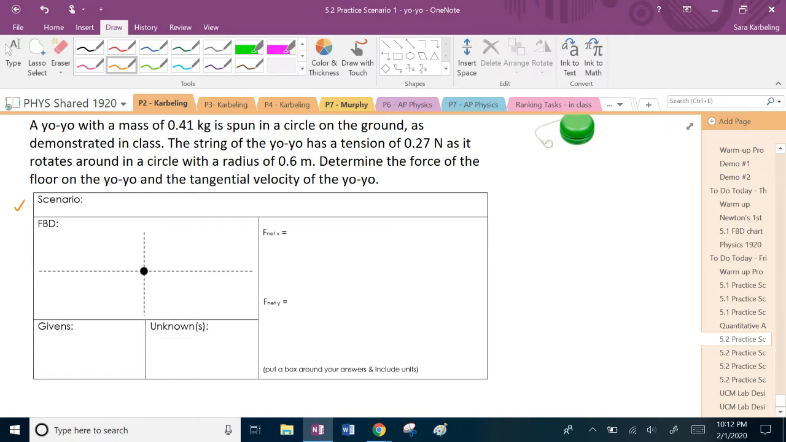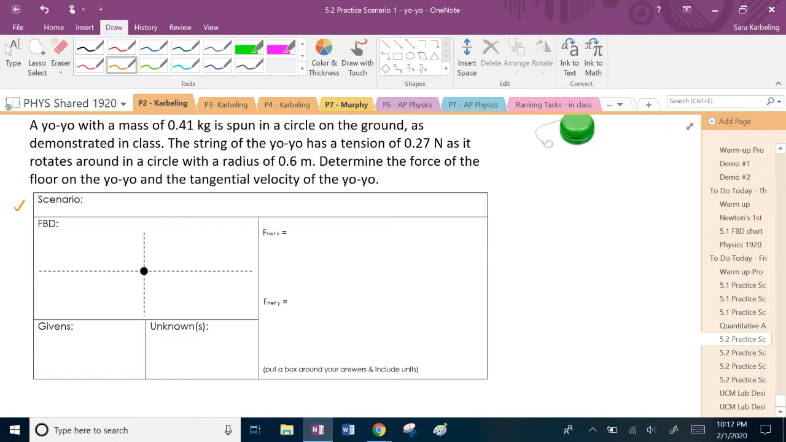Okay, so this is going to be scenario one, and this is the yo-yo on the floor. This is exactly like what you saw in class, where we spin it around, but again, we're going to add some numbers here. It says a yo-yo with a mass of 0.41 kilograms is spun in a circle on the ground as demonstrated in class. The string of the yo-yo has a tension of 0.27 newtons as it rotates in a circle with a radius of 0.6 meters. The question asks you to determine the force of the floor on the yo-yo and the tangential velocity of the yo-yo. Okay, so it's kind of a lot of stuff.